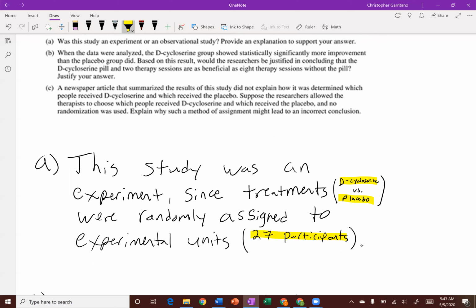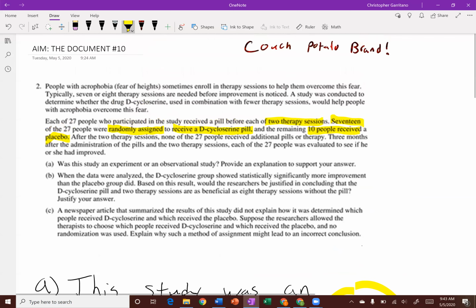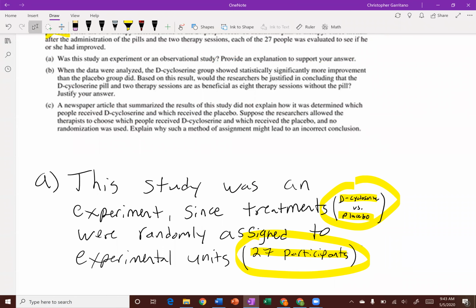All right, but in each case, when I said treatments, I applied the context to what the treatments were. And when I said experimental units, I took directly from the language of the problem that the units are the 27 participants. So in this way, I've included context. I've also stated that this was an experiment, and I backed up my claim. All right, that last part of the sentence after the comma is me justifying my claim. All right, so make sure that your answer contains something like this.